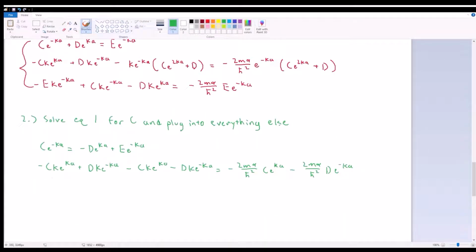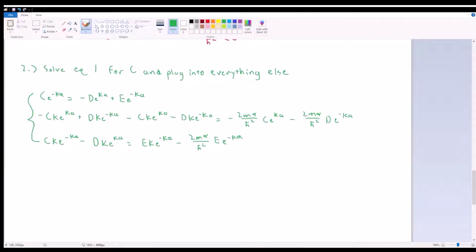Let's reorganize this a little bit on the third side. So this is going to be C K e to the negative K A minus D K e to the K A. I'm going to collect like terms and move the E to the other side. So this is going to be E K e to the negative K A minus 2m alpha divided by h bar squared E times e to the negative K A.